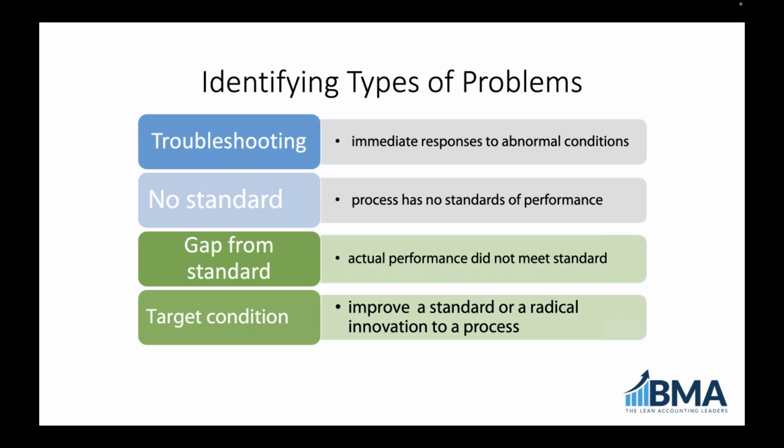Target condition, this is proactive improvement. When people think about continuous improvement, that's what they think about. Oh, we're going to do a continuous improvement event. But a true continuous improvement system is trying to solve these problems. And what's interesting is that many accounting processes have elements of all of these problems.